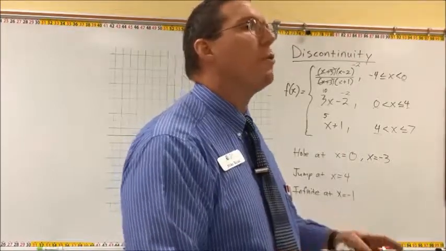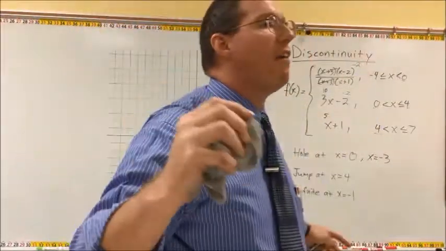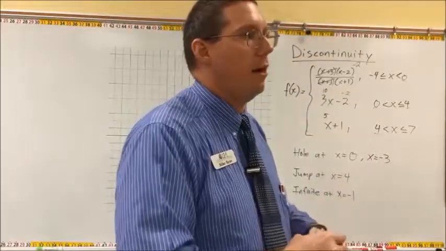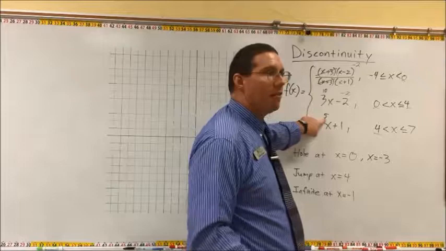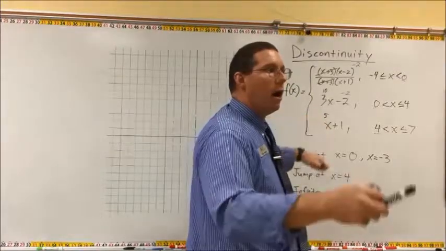Jump. A jump is when you have a completely different value from the left side and the right side. See, on this side it's 10, but on this side it's 5. Okay, so it's completely different. And what was the other one?